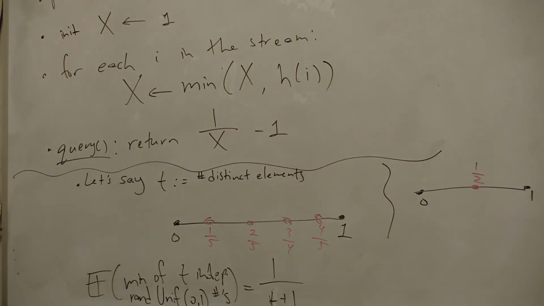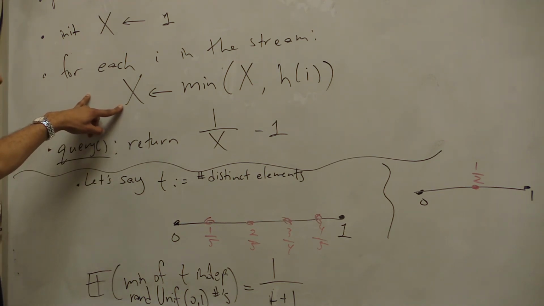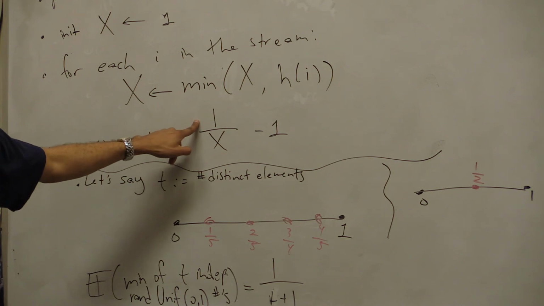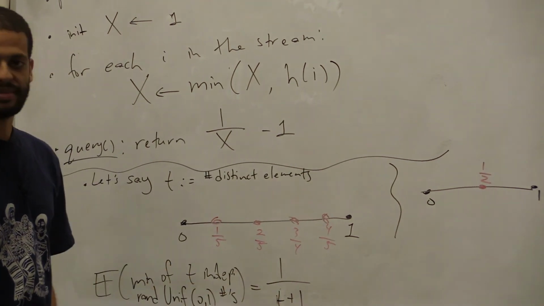But what is it that we want to know? We want to know T. So we have this number x, which we expect to be 1 over T plus 1. So we invert it, so we get T plus 1. We subtract 1, so we get T, right?